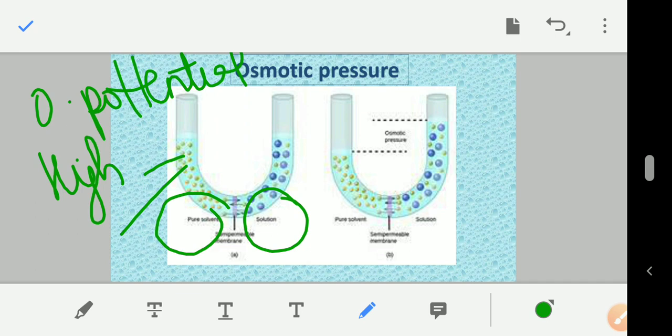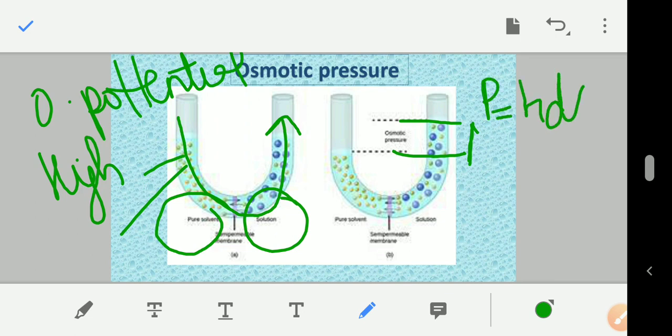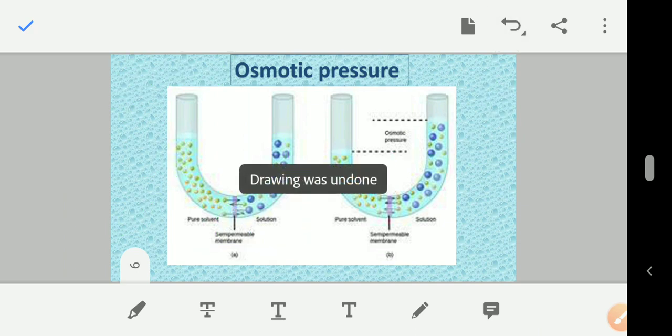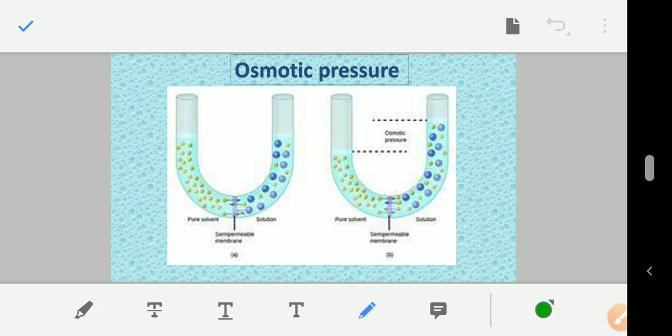Now water will move from high osmotic potential to low osmotic potential. Because of that, the level of water rises here. This much height of water is raised. The water which is raised here will create a pressure that is called osmotic pressure. Like in a liquid, the pressure is created by the formula hdg. In a similar way, by calculating this height, we can calculate this osmotic pressure. So what you need to understand is that osmotic pressure is created on the side of the solution, not on the side of the solvent.